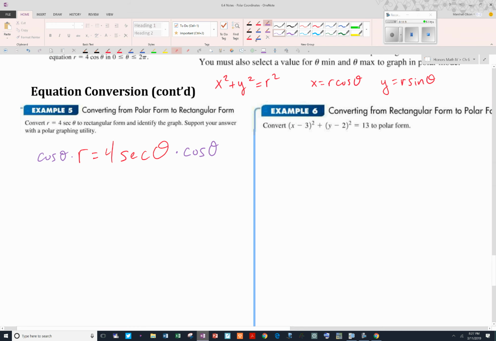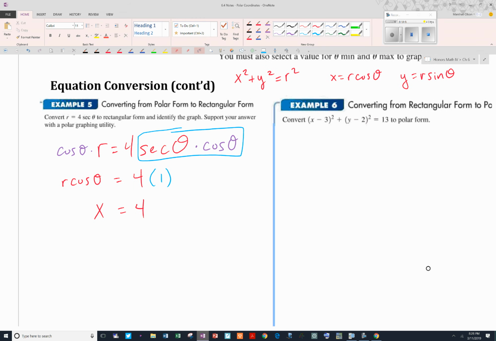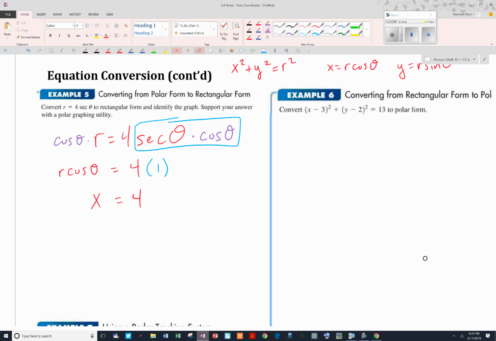On the left here, we're then left with r times cosine theta. You can probably see where this is headed already. And on the right side, we're left with 4. r times the cosine of theta is x, and x equals 4. That's because secant of theta times the cosine of theta is actually 1, and then 1 times 4 is just 4. All right, so we're done. That is the equation of a line. This polar equation is the equation of the vertical line x equals 4.